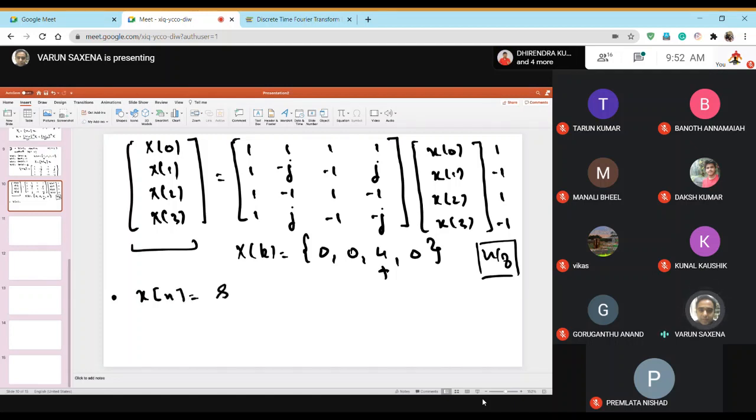So let's look at another problem. Sine pi n by 2, and here also n varies from 0 to 3. I would want you to tell me what will be the x(t).